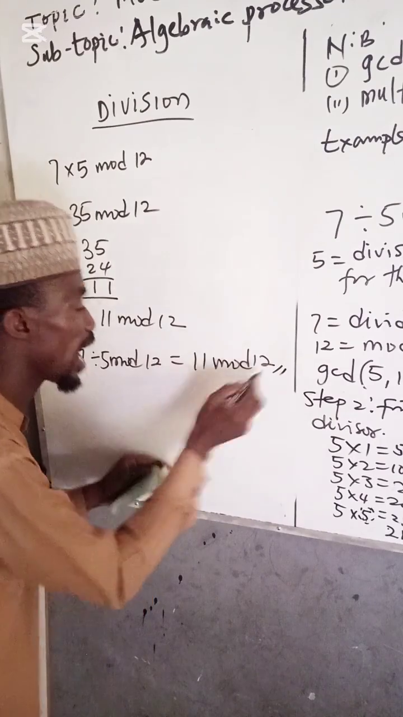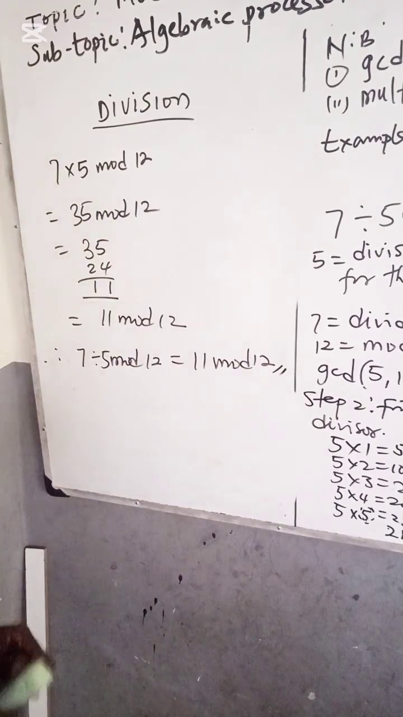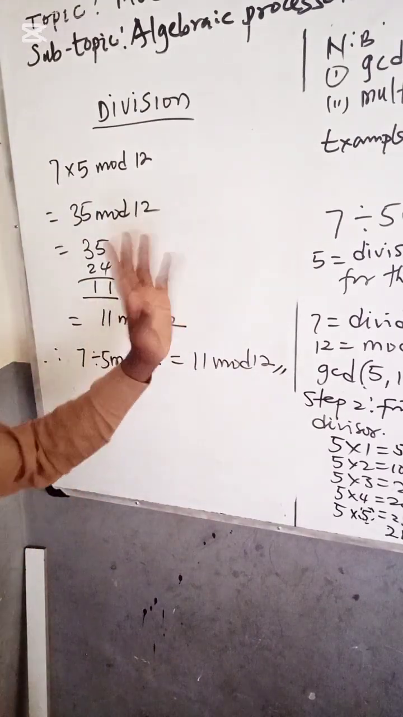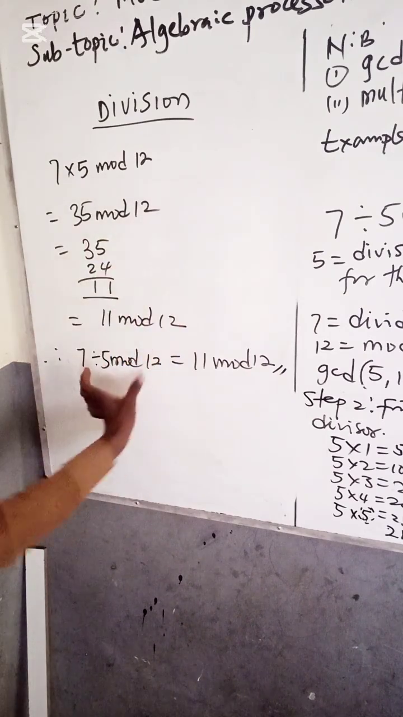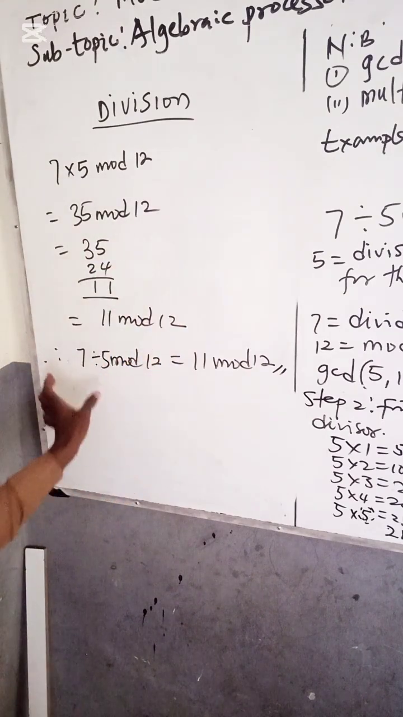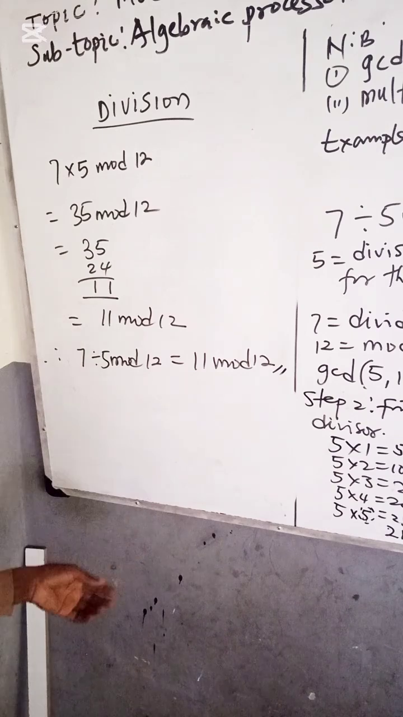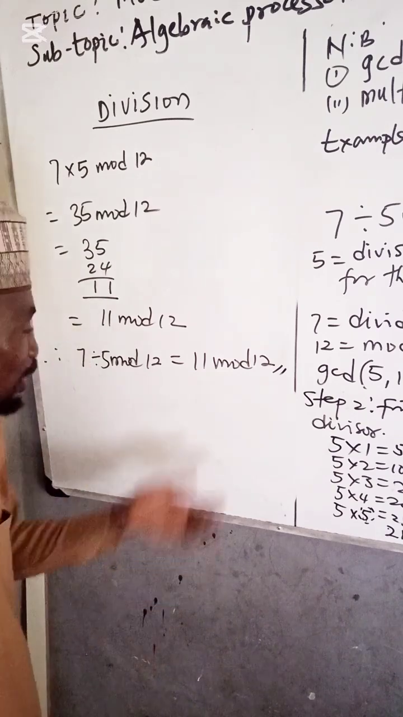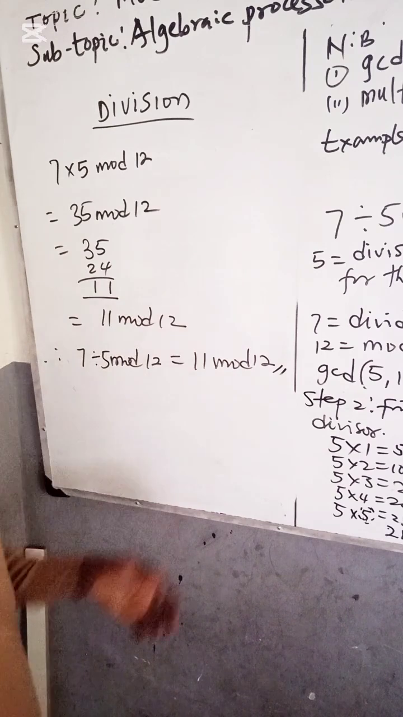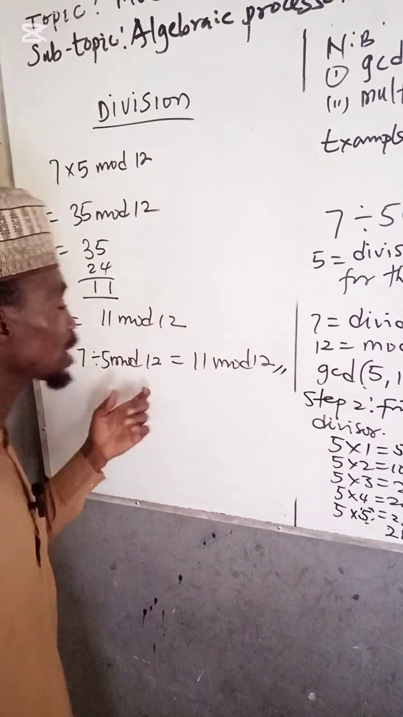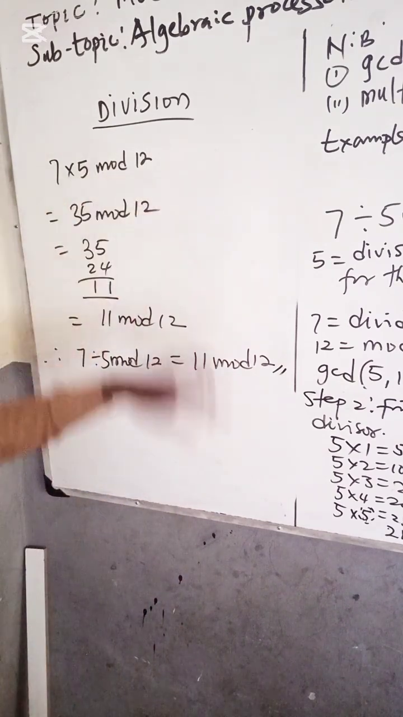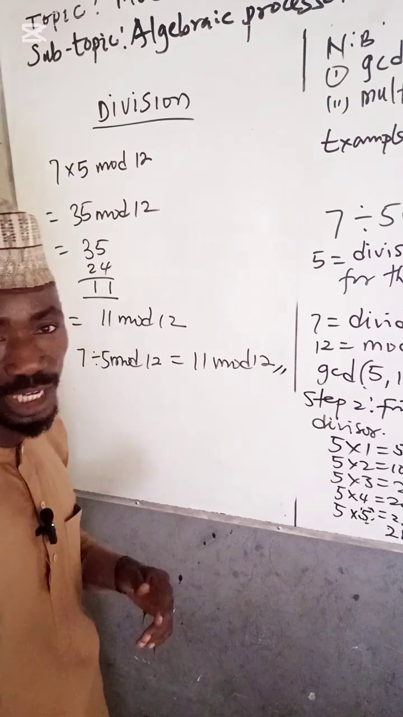This is what we are asked to do. You can see it's totally different from the normal division that you know, because if this mod 12 were not here, we would have had 7 divided by 5. We would have said, okay, we have a certain decimal value. But look at what you have: 11 mod 12. This is what makes this particular subtopic of modular arithmetic very interesting.